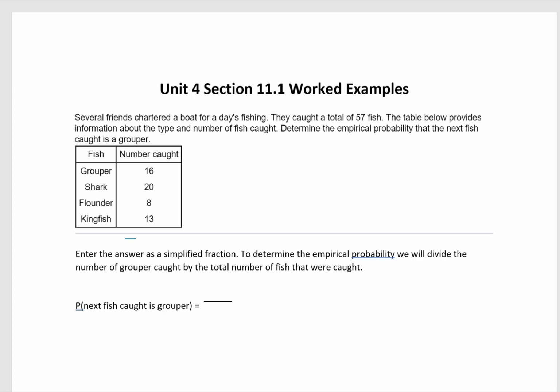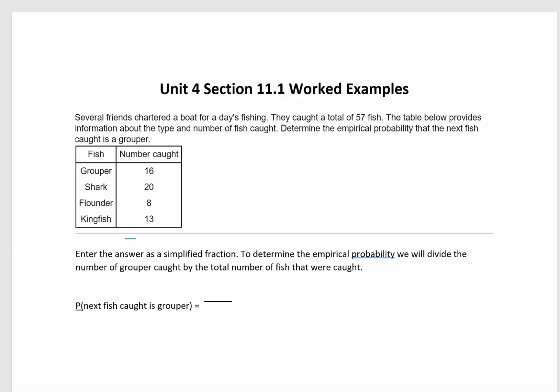Several friends chartered a boat for a day's fishing. They caught a total of 57 fish. The table below provides information about the type and number of fish caught. Determine the empirical probability that the next fish caught is grouper. Enter the answer as a simplified fraction.